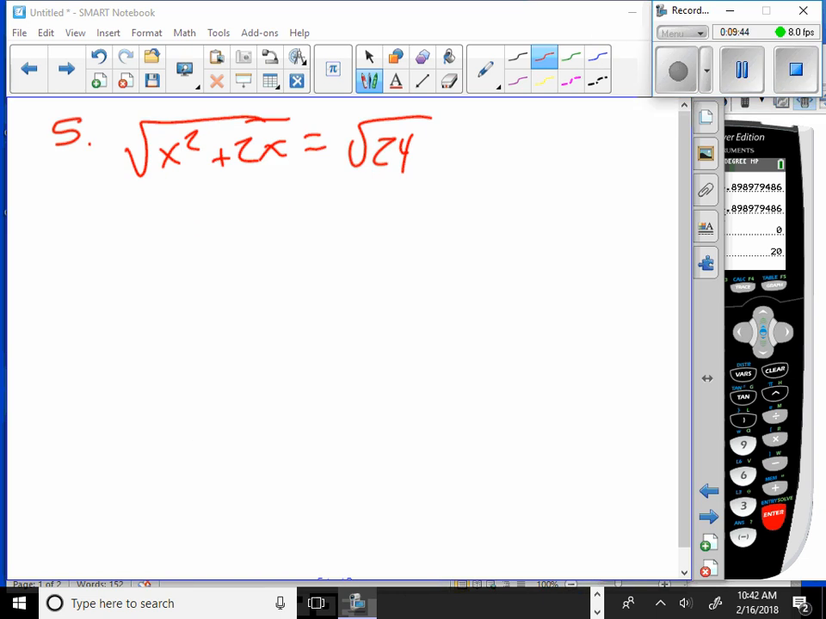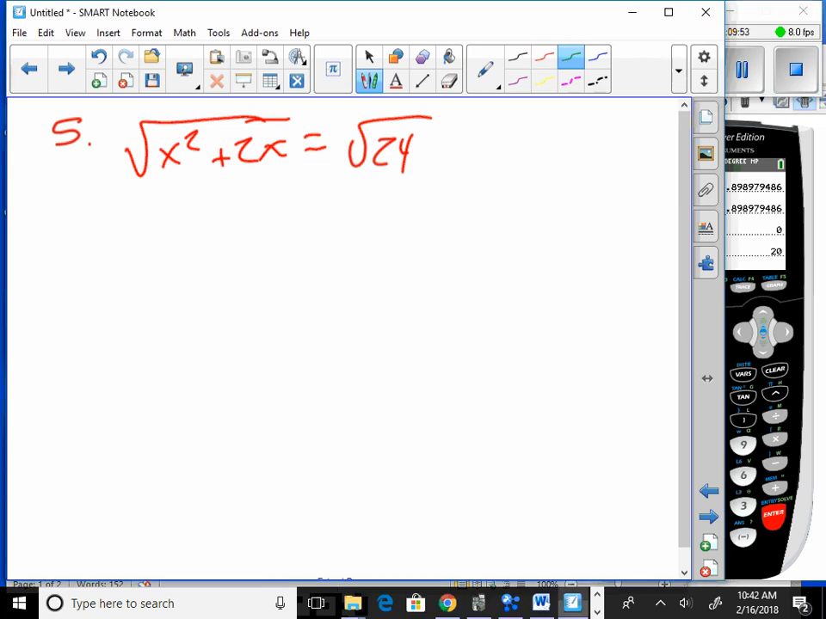Okay, so this problem's kind of nice because the roots are already isolated and they're already on the opposite sides of the equations. So I can just immediately go and square both sides of the equation. So the square and square roots will cancel. So x squared plus 2x equals 24.